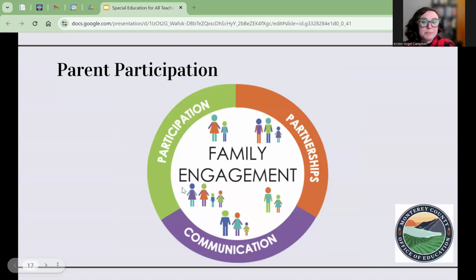Parent participation. The IDEA has a special provision for parent participation in placement decisions. Under this provision, state educational agencies and local school boards must ensure that the parents of a child with a disability are members of any group that makes decisions regarding the placement and LRE of that child.